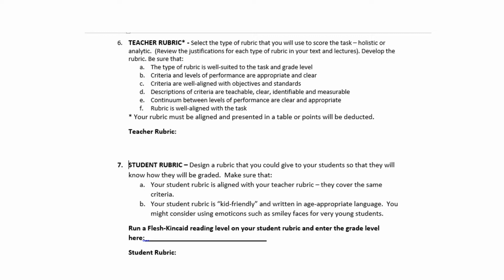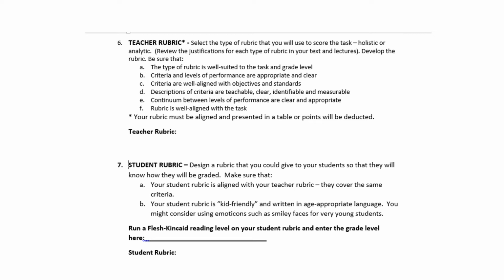The other thing I'd like you to remember is once you have your criteria and you begin to write the levels, so what would be a poor example of that particular criterion, or a good example or an excellent example, and you write those cell descriptions, make sure that when you go up the levels, the criteria doesn't change. And there'll be more about that in the lessons as well. So that's your teacher rubric.